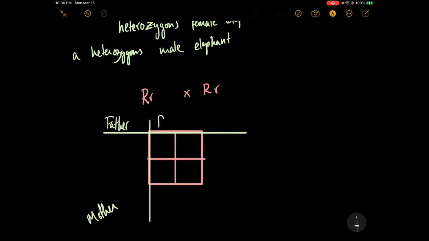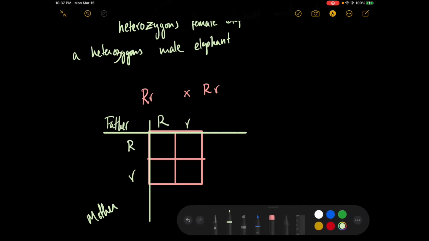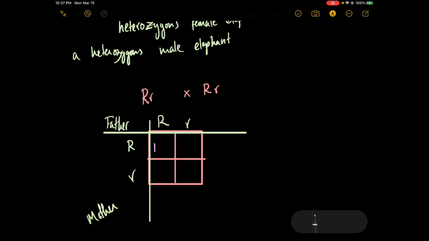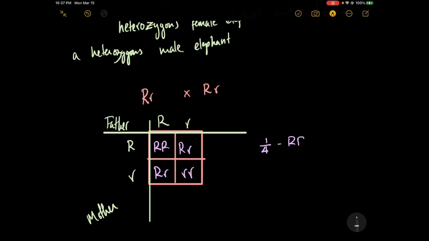In this case, you're going to have Rr, Rr. This yields us capital R, capital R here, capital R, lowercase r here, capital R, lowercase r here, lowercase r, lowercase r here. Which means we have 1 in 4 offspring. 1 in 4 offspring are going to be RR, so they are going to have a phenotype of rough skin.